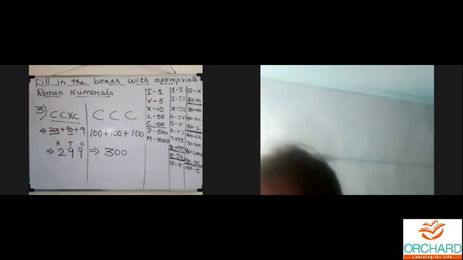Very good. That is 100 minus 10. 100 minus 10, we get 90. Very good. Now the next one is 9. The value 9 can be expressed as IX. So we have to write IX, not XI, IX.